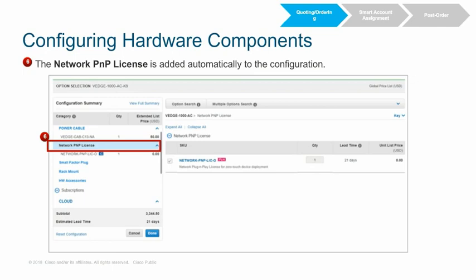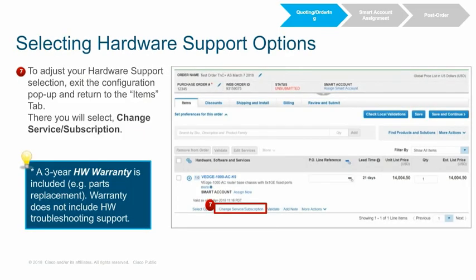In the hardware section, a network PMP license will be automatically added to the configuration. Once you have chosen all hardware components, you have the ability to adjust your hardware support. To do this, exit the configuration pop-up and return to the Items tab, where you will click on Change Service/Subscription. Please note that a 3-year hardware warranty is included with all orders. This warranty is not the same as hardware troubleshooting support.